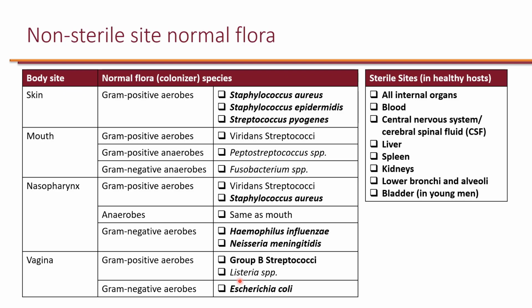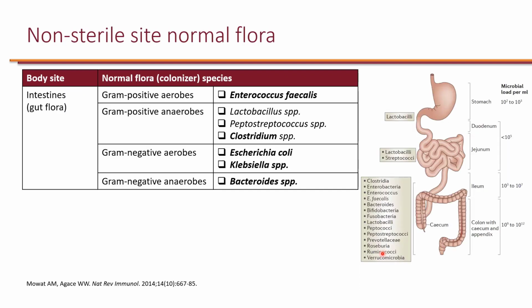Of course, when people mostly talk about flora, they typically talk about the GI tract, so gastrointestinal tract, commonly referred to as gut flora, and there are a lot. So you can see on the right-hand side that because of the harsh acidic environment of the stomach, not many bacteria can live in the stomach, and that's in general a defensive mechanism.